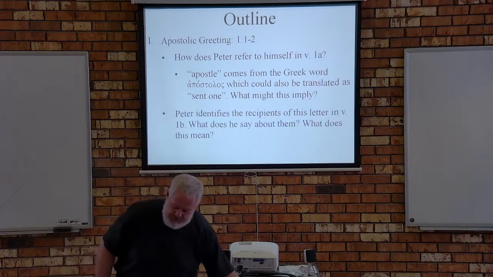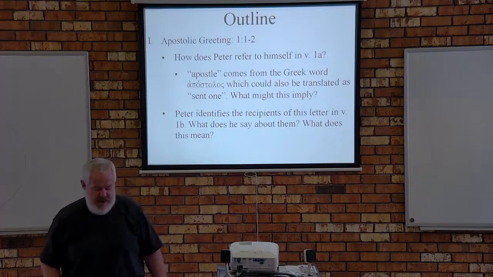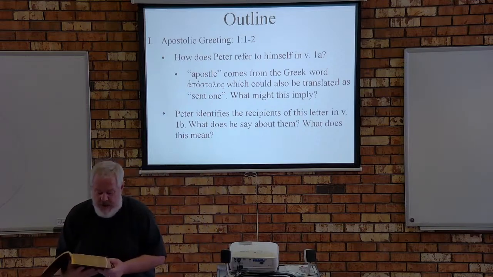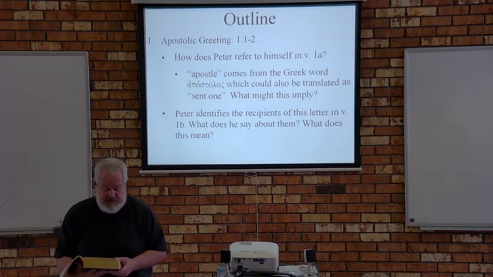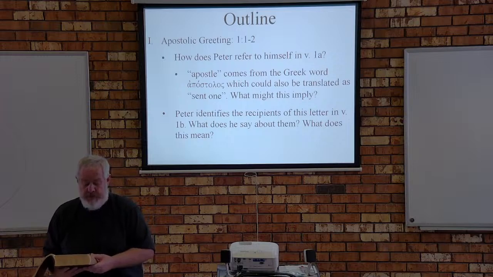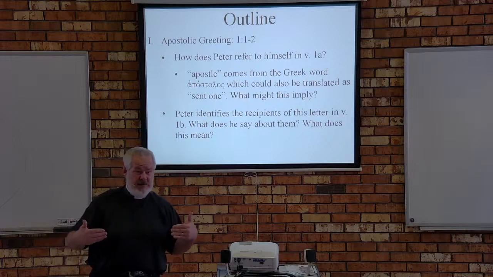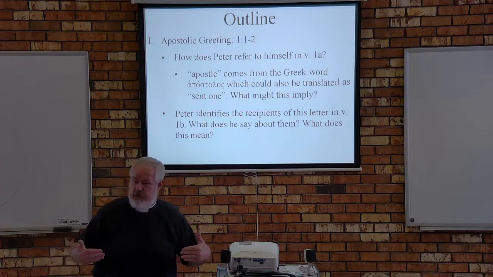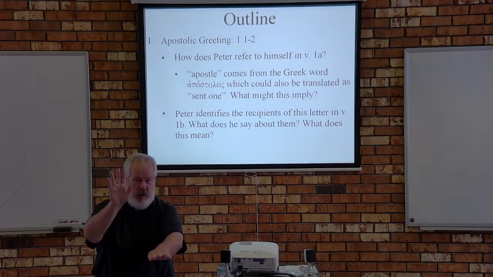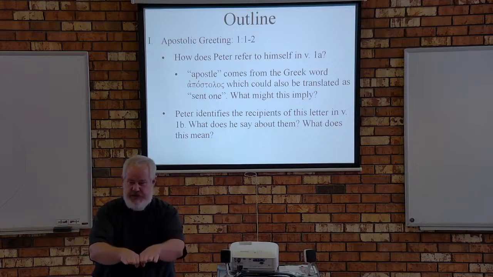Now, in verse 1b, Peter identifies the recipients of this letter, and what does he say about them, and what does this mean? So let's just reread that. To those who have obtained a faith of equal standing with ours by the righteousness of our God and Savior Jesus Christ. So notice that even though Peter identifies himself as an apostle, what is he telling this group of people? We are equals. Even though he's been sent by God to do this, they have equal standing in Christ Jesus.